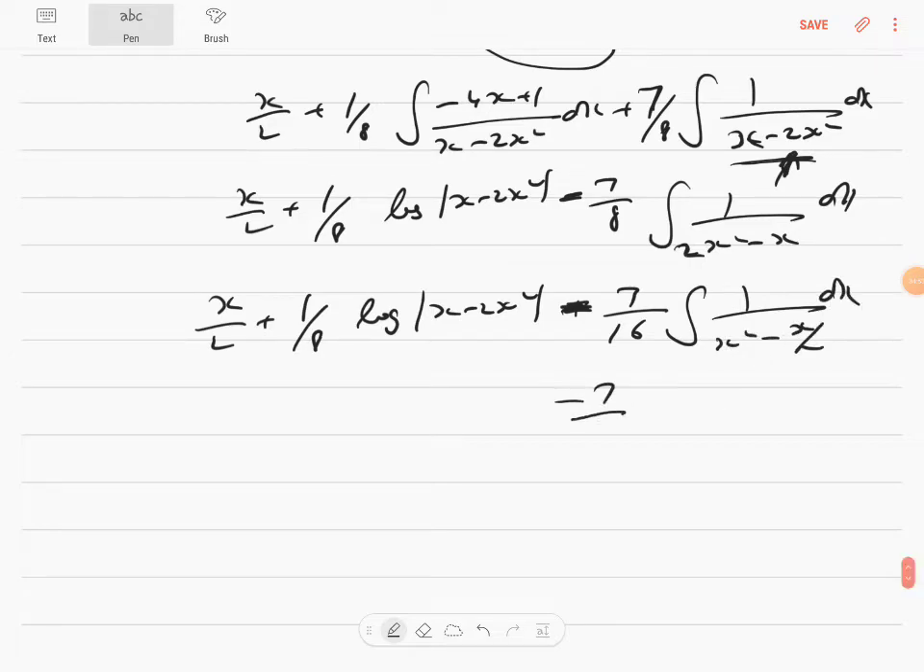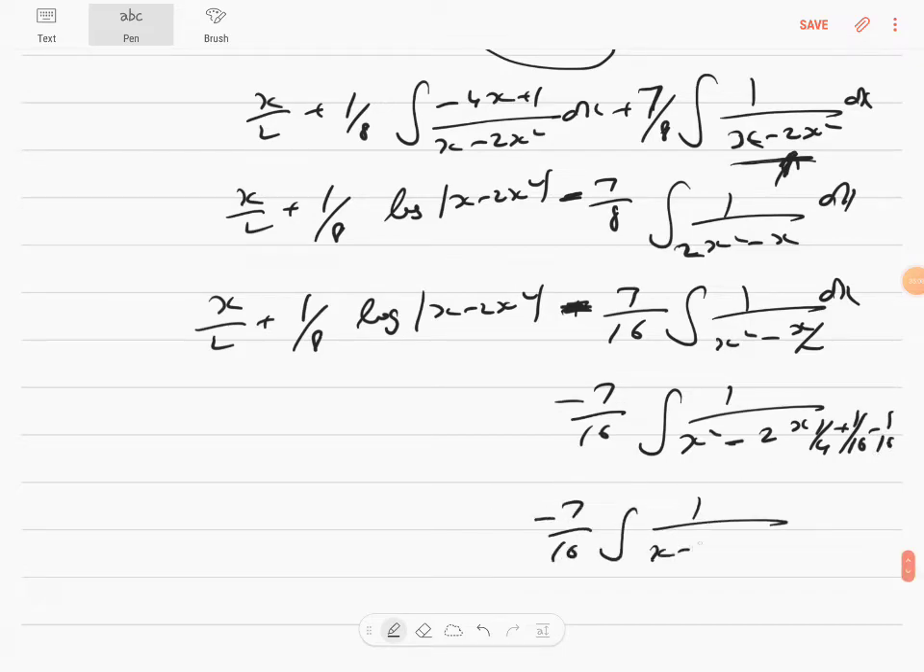So to do a completion of square, x square minus 2 into x by 4 is x into 1 by 4, plus 1 by 16 minus 1 by 16. So it will become minus 7 by 16 into integration of 1 by x minus 1 by 4 the whole square minus 1 by 4 the whole square.